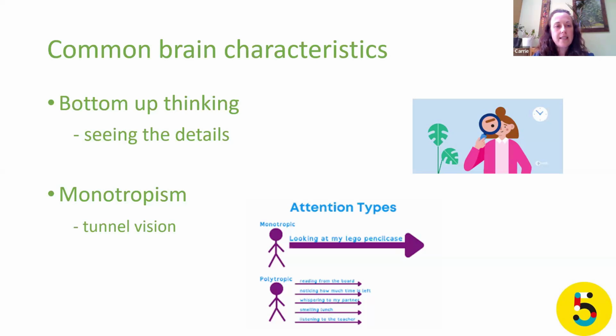So the first one is that most autistic people tend to be bottom-up thinkers. Bottom-up thinkers tend to see the tiny little details. So they start off by looking at the little details, and then they build those up and put them together to build a picture as a whole. The majority of the population tend to be top-down thinkers. So most of us like to start with the general idea of what's going on and have a general understanding, and then like to delve down into those small details.